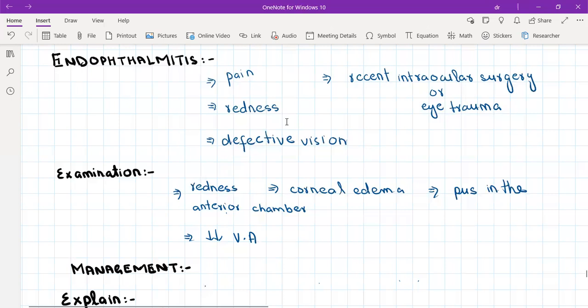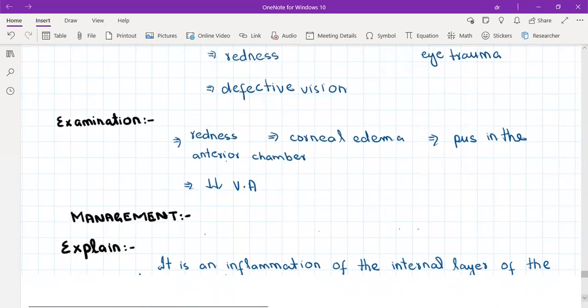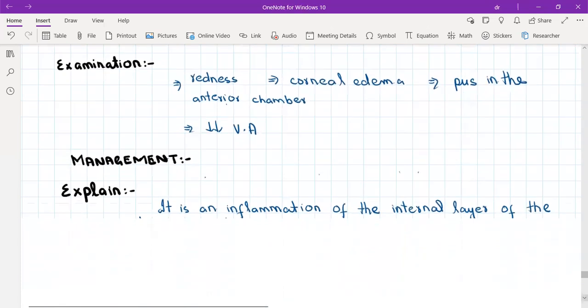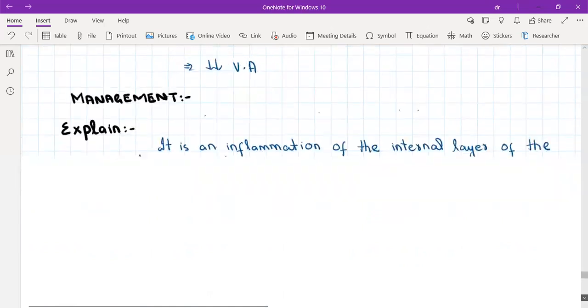After the surgery or trauma, the patient is having pain, redness, and defective vision. The patient is in a lot of pain. There might be fever. The patient will say, I have pain on moving the eye, and there is marked impairment of vision. Examination will show redness, corneal edema, pus in the anterior chamber. Of course, visual acuity will be reduced. So we will explain to the patient that you have an inflammation of the internal layer of the eyeball, and this is called endophthalmitis.